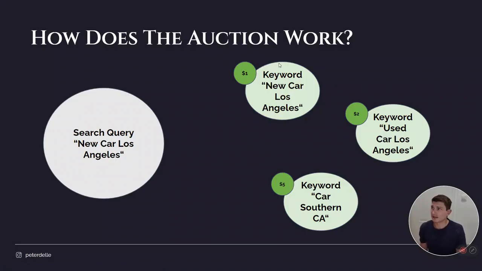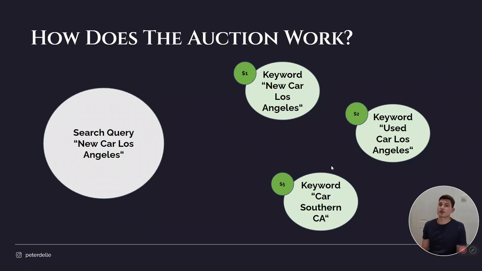But before we do that, we need to understand how the Google ad auction works. So Google plays a little bit of a matchmaker. There is what the consumer or the customer is searching for, and this is what we call a search query. So you can see in this example, someone is sitting at their computer, it seems like in Los Angeles, searching for a new car Los Angeles. You'll see then we have 3 advertisers out here, and each advertiser is bringing a bid into the auction. So we have advertiser 1 who's bidding on a keyword, new car Los Angeles, and they have a bid of $1. Advertiser 2 has a bid of $2 on used car Los Angeles, and then advertiser 3 has a bid of $5 on car Southern California.